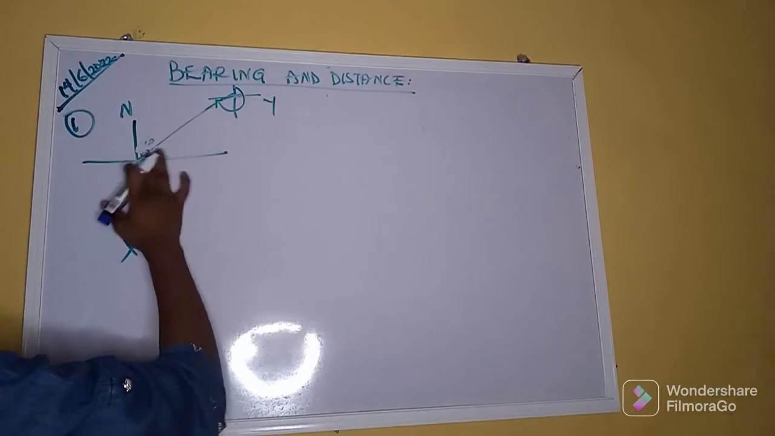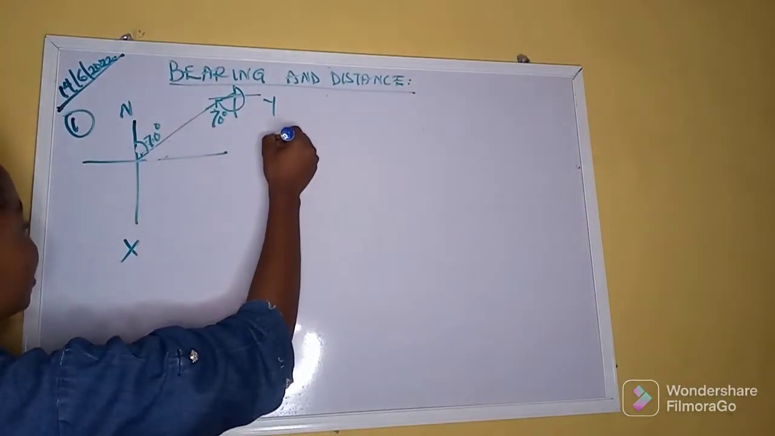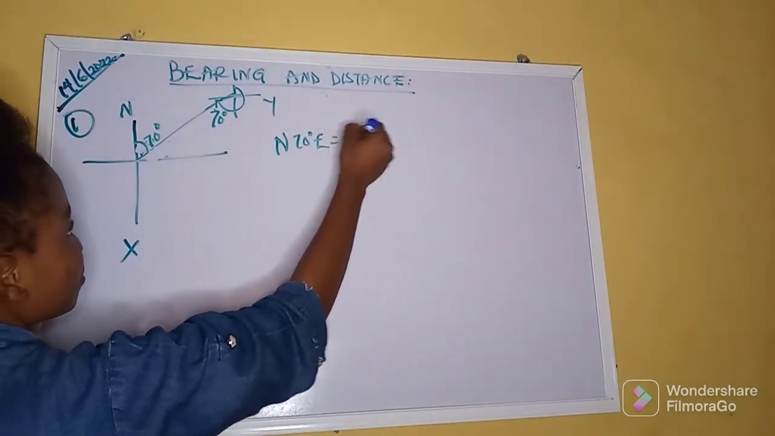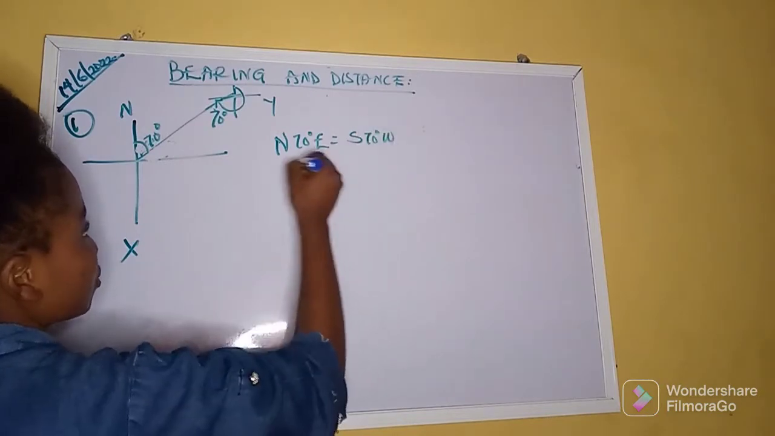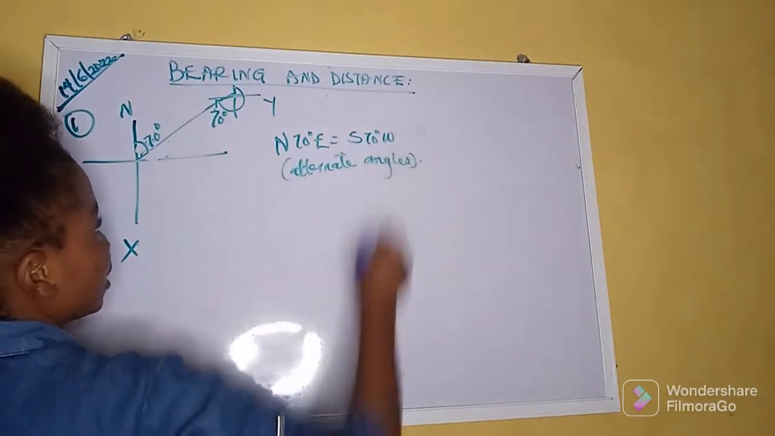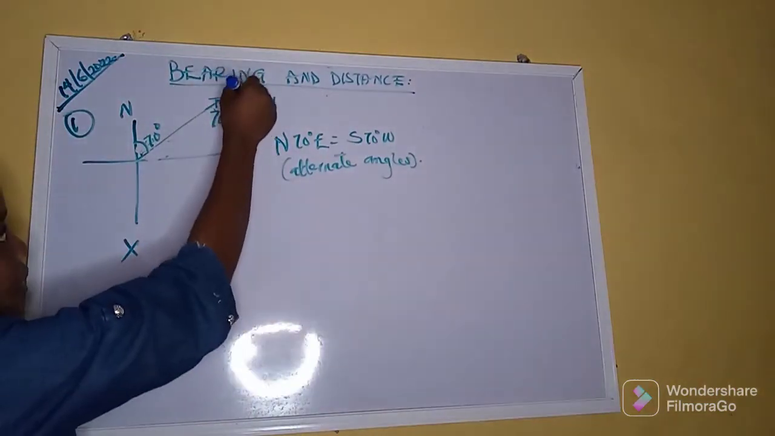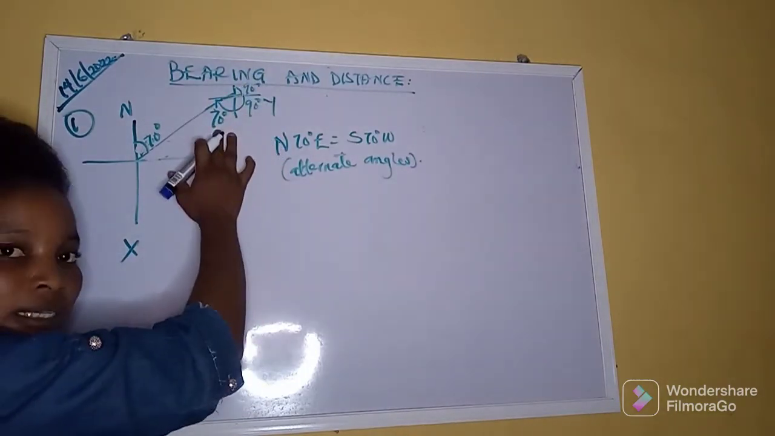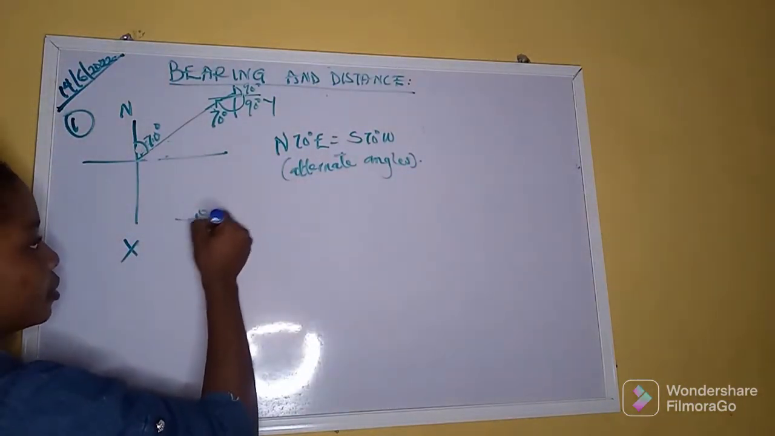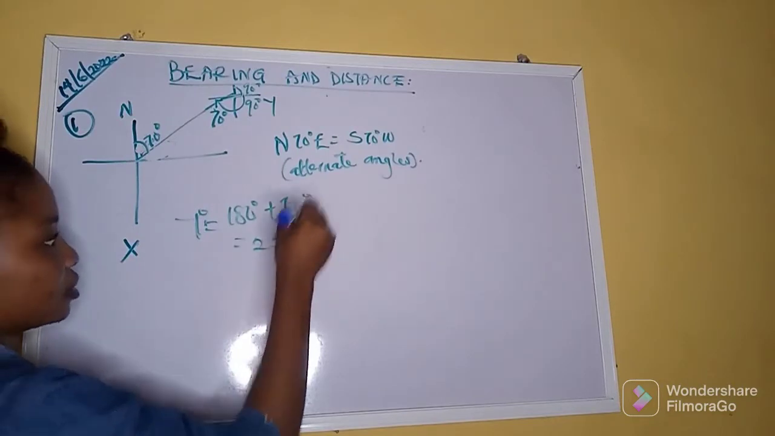So this 70 degrees comes here, because they are alternate angles. That is not all. From here is 90 degrees, and from here again, 90 degrees. So we have 180 plus 70 as the bearing of x from y. Therefore, the bearing of y is 180 plus 70, and that gives me 250 degrees.